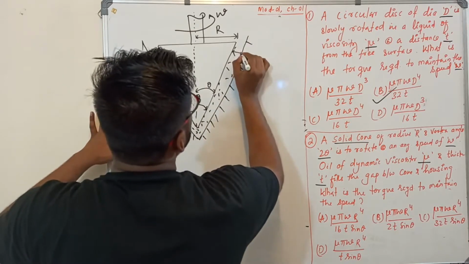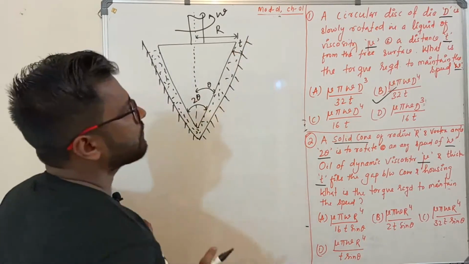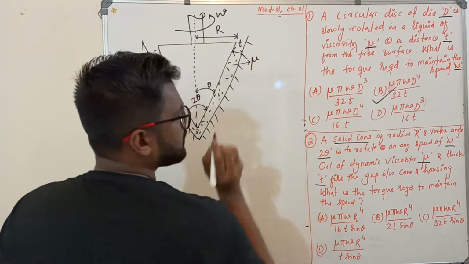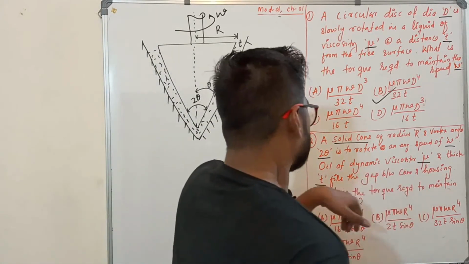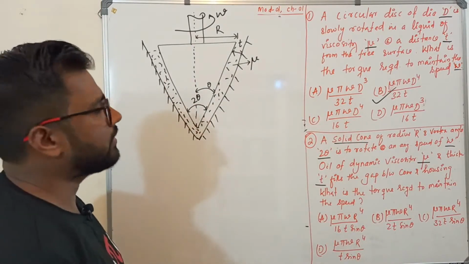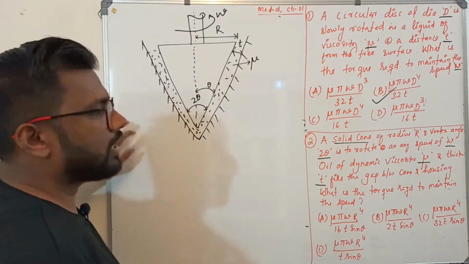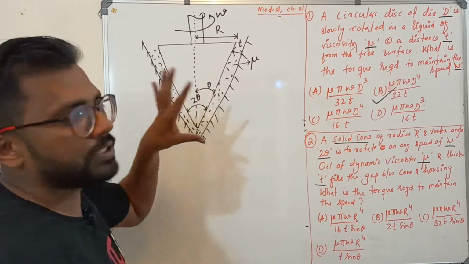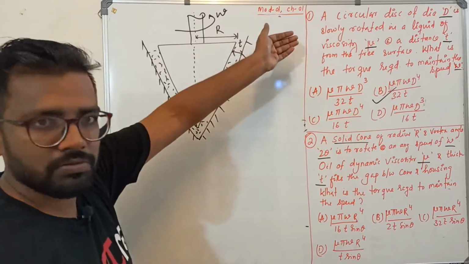The thickness is T and the dynamic viscosity is mu. Again, what is the torque required to maintain the speed? I am not writing the formula again. Torque T equals F into R, F equals tau into A, tau equals mu V by Y, which you already know from the previous problem.